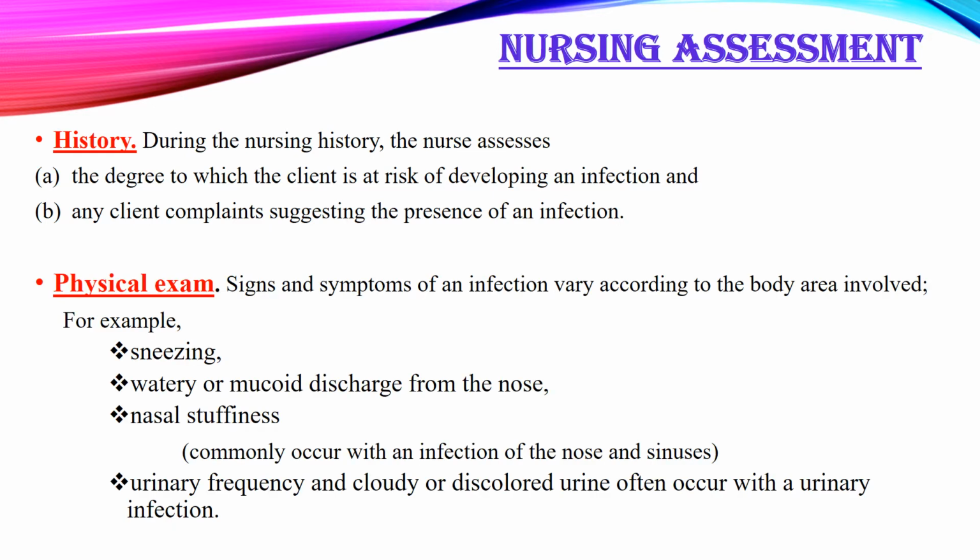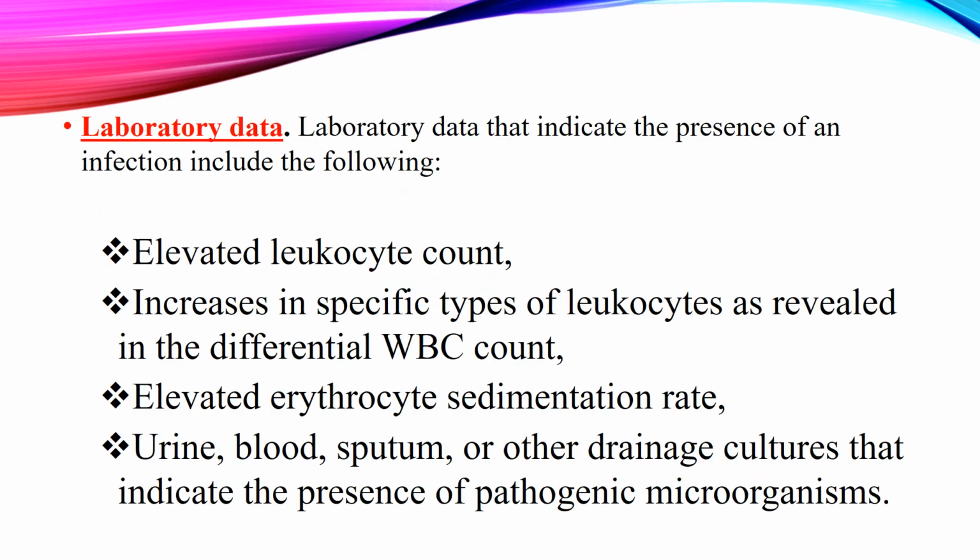Physical examination. Signs and symptoms of an infection vary according to the body area involved. For example, sneezing, watery or mucoid discharge from the nose, nasal stuffiness, which commonly occur with an infection of the nose and sinuses, urinary frequency, and cloudy or discolored urine often occur with a urinary infection.